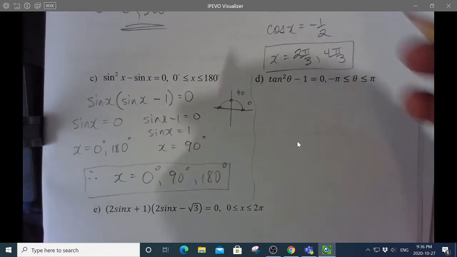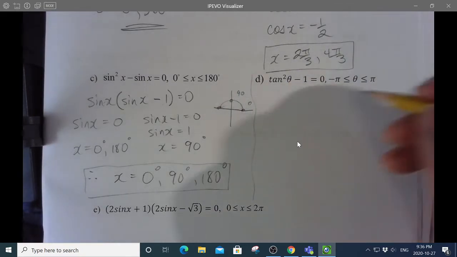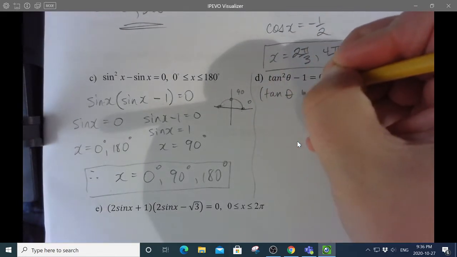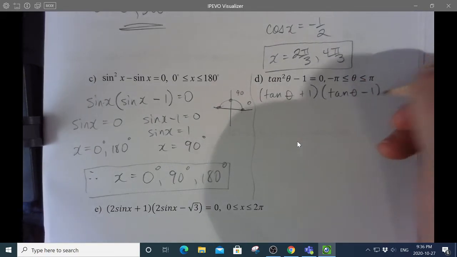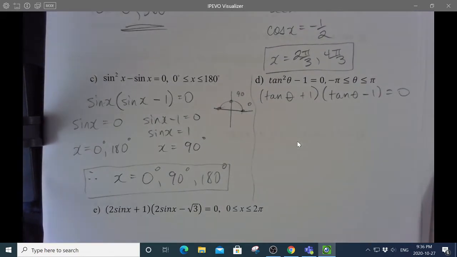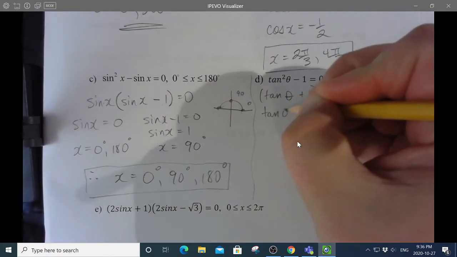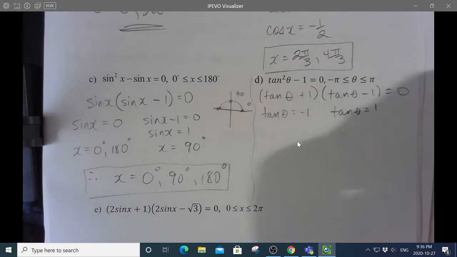Now you might be wondering, why don't you just move the 1 to the other side and then square root both sides? Well, I could, but I think I'm going to like factoring it better. It's a little better organized on my page. So difference of squares simplifies or factors to conjugate pairs. So that means the tangent of theta is equal to -1, or the tangent of theta is equal to +1.